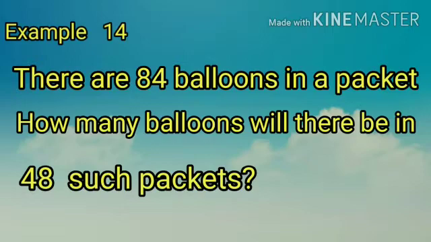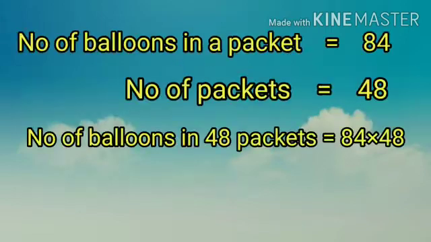First, you have to write the statements. Number of balloons in a packet is equal to 84. Number of packets is equal to 48. Children, you have to find the number of balloons in 48 packets. So you should do multiplication. So that is equal to 84 into 48. You should find the answer by doing multiplication.